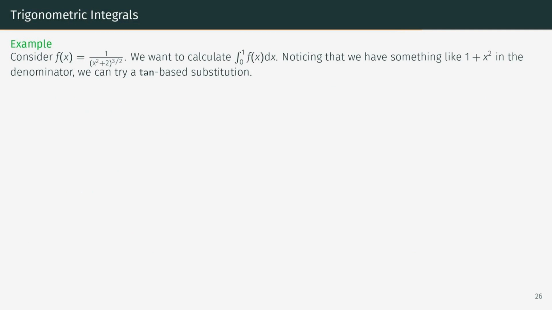Let us consider an example. Consider the function f of x equals 1 over x squared plus 2, all to the 3 over 2 power. We want to calculate the integral of f of x dx from 0 to 1. We can notice that we have something like 1 plus x squared in the denominator, which means that we can try a tangent-based substitution.